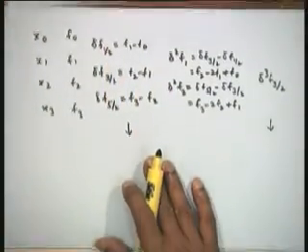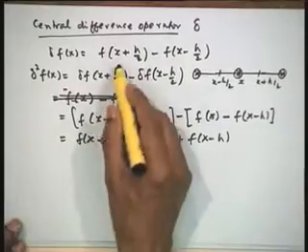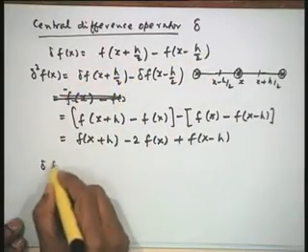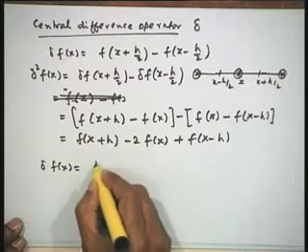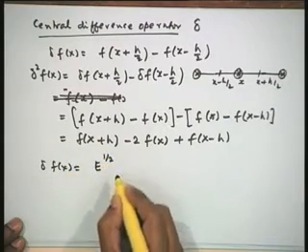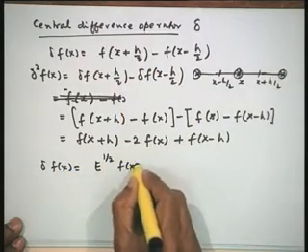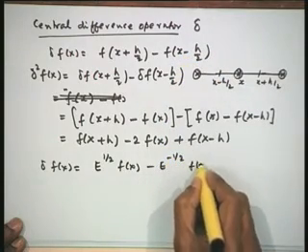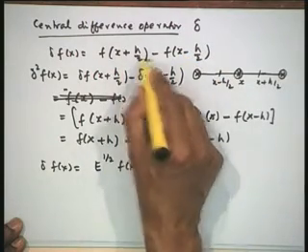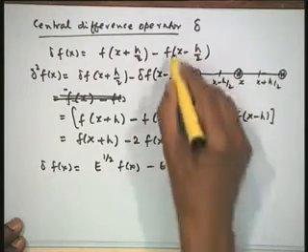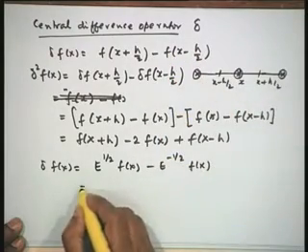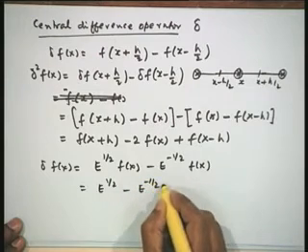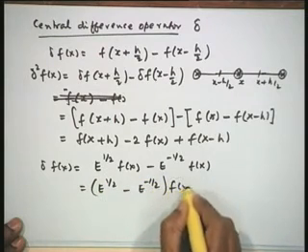Now, we will just close in a minute. Let us see what the relationship is between delta and E. So, if I write delta f(x), I can write this as E to the power of half f(x) minus E to the power of minus half f(x), that is f(x plus h by 2) minus f(x minus h by 2). So, this is E to the power of half minus E to the power of minus half, of f(x).